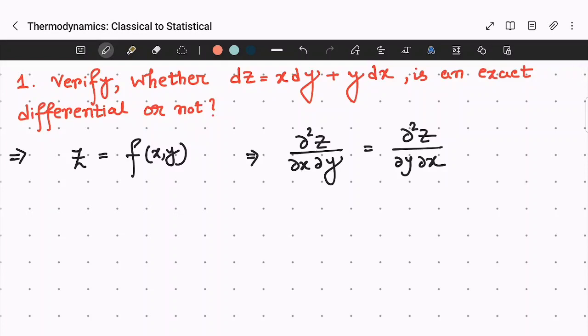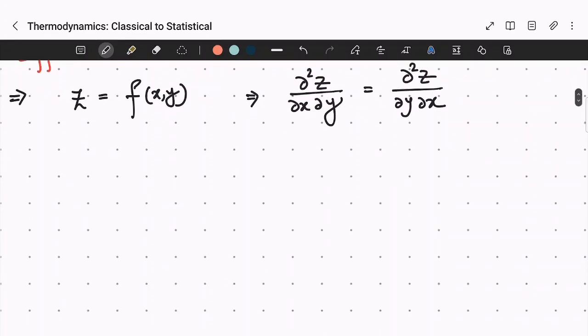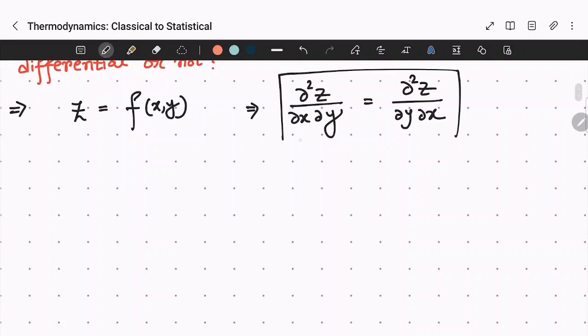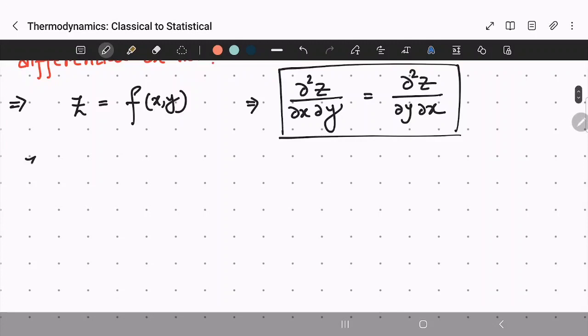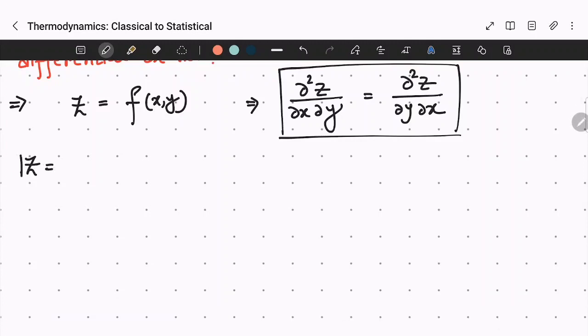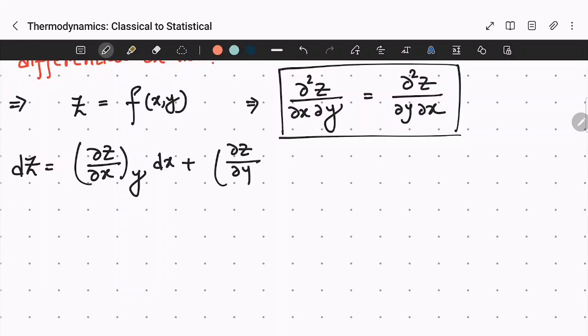First we have to understand what this relation means. It has a name, Euler's formula. I'm not writing it, but I state it. Now let me derive what it means, and then we'll discuss this problem. As z is a function of x and y, we can write dz equals (del z/del x) at constant y dx plus (del z/del y) at constant x dy. This is trivial to understand.